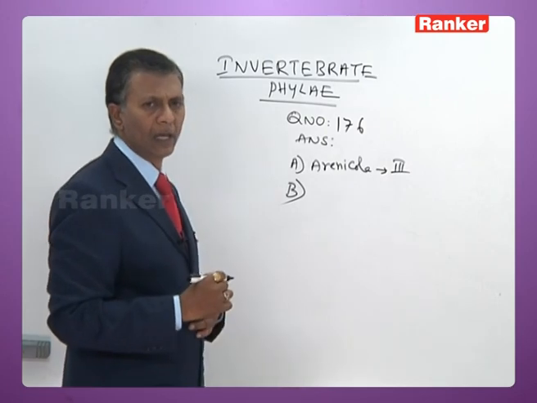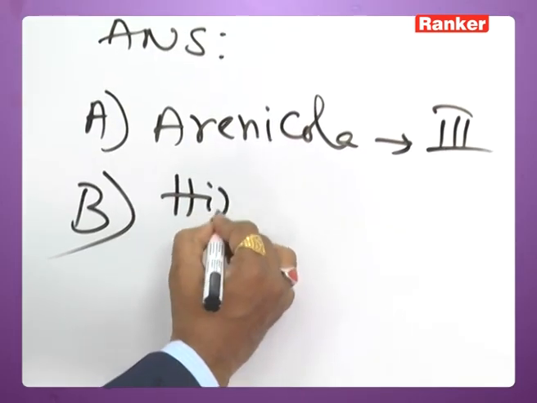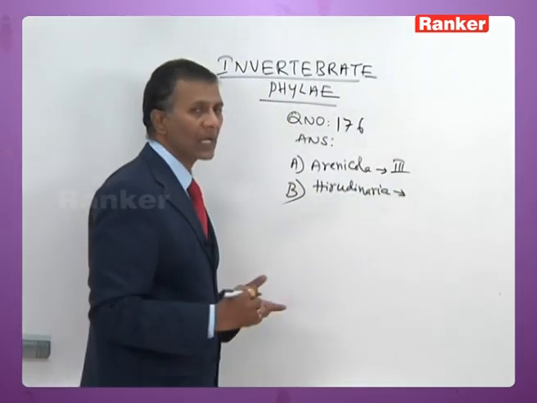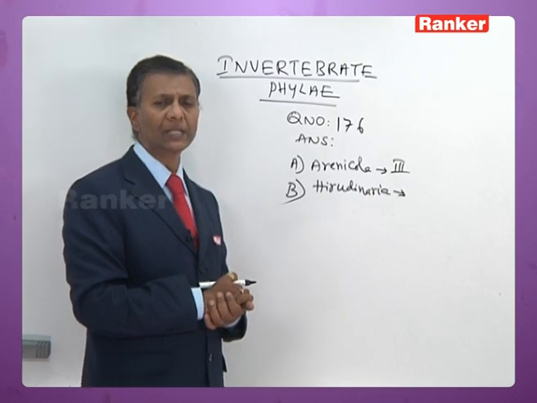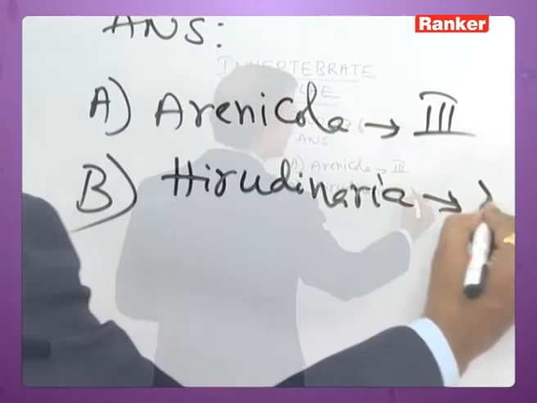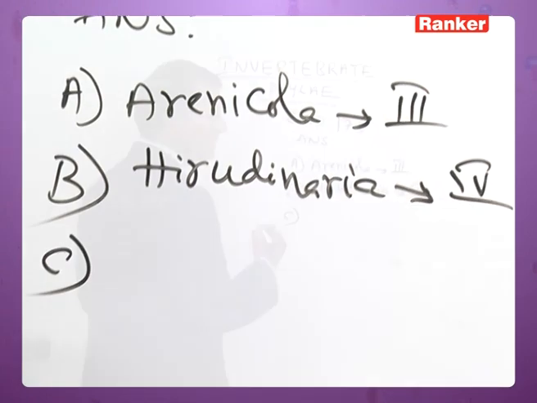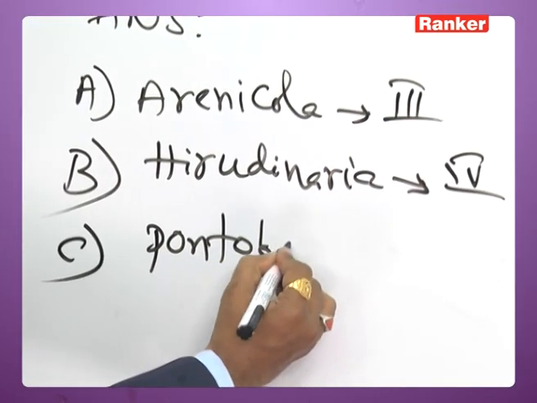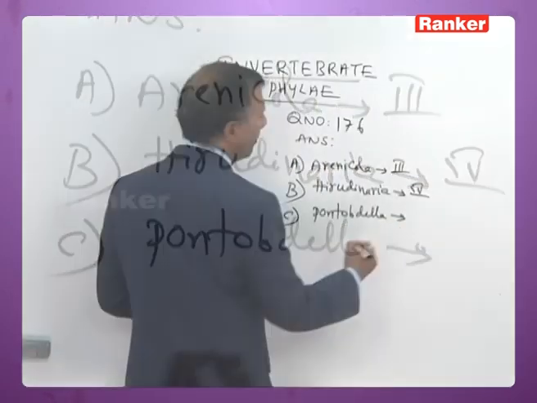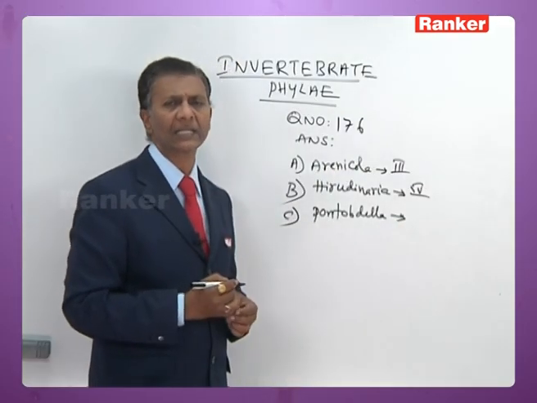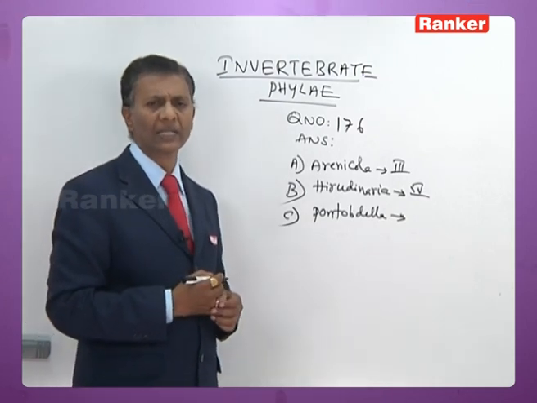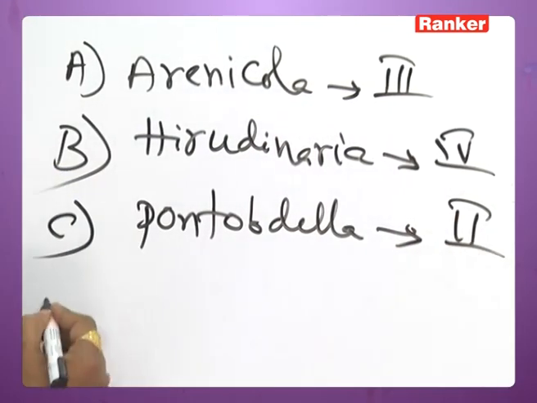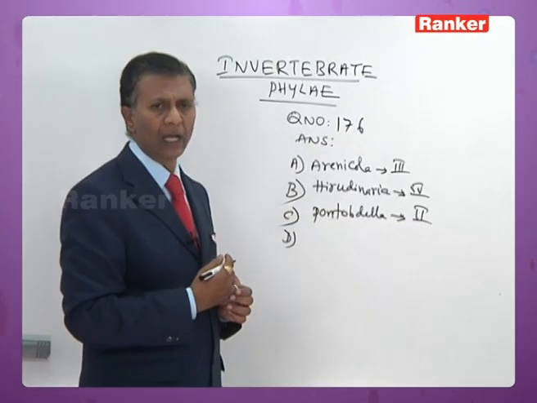B. Hirudinaria is given. Hirudinaria granulosa is commonly called Indian cattle leech. It is a freshwater leech. So fourth option is correct. C. Pontobdella. Pontobdella is commonly called skate sucker, sucks the blood of cartilage fish called skates. So it's obviously marine leech now. So second option is correct. D. Hemidipsa.